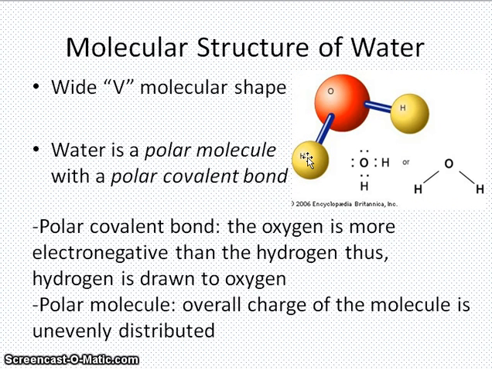It's a polar molecule because the overall charge in the molecule is unevenly distributed. Again, there is a slight negative charge and there is a slight positive charge going on, and they're going to attract to each other.